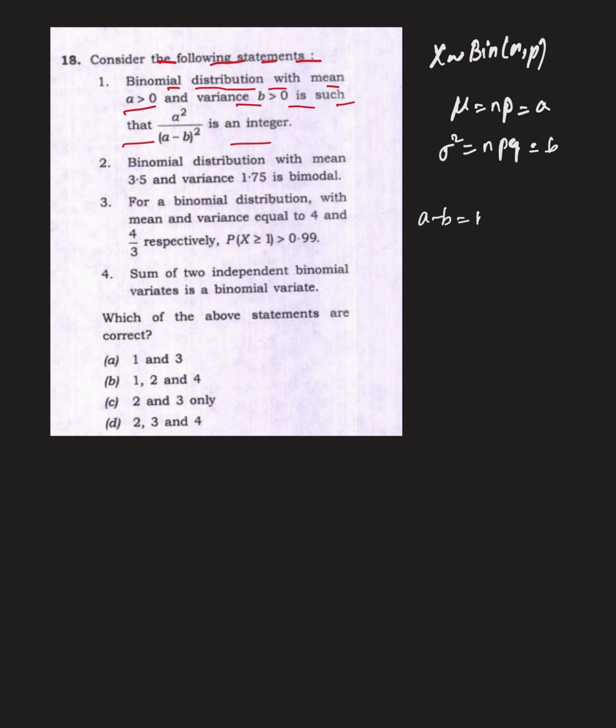So A minus B is nothing but np minus npq, which is np squared. So A squared by (A minus B) whole squared is (np) whole squared by (np squared) whole squared, which is 1 by p squared. Now A is nothing but np and B is npq. So that means B by A is q. So p is nothing but 1 minus B by A, which is (A minus B) by A. So this need not be an integer in general. Therefore, statement 1 is false.